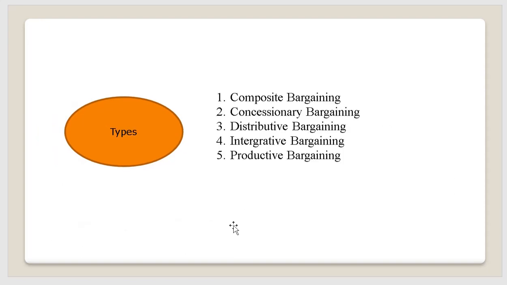So when we go to the next part, types, there are 5 types. When it comes to composite bargaining, nothing is discussed about the compensation part. They only focus on the main parts: security of the job, working conditions and other policies. And the second type is concessionary bargaining. Here it really focuses on union leaders making concessions in exchange for job security and so on.